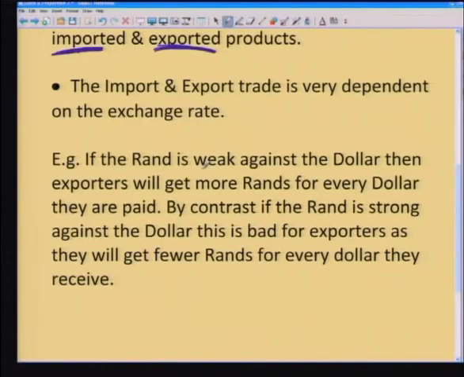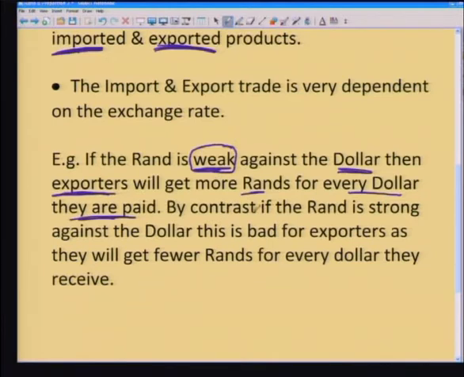If we look at an example of that kind of thing, if I'm talking about the rand being weak against the dollar, so if we, for example, talk about the US dollar, and the rand is weak against the dollar, then your exporters, remember those are the people who are selling their goods to America in this case, they will get more rands for every dollar that they get paid. That is if the rand is weak against the dollar.